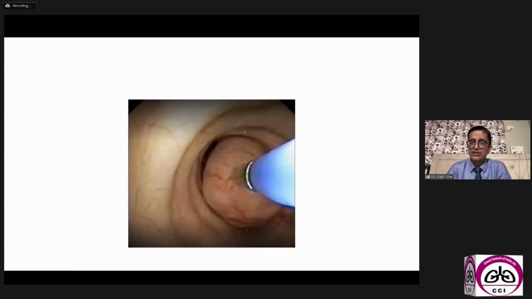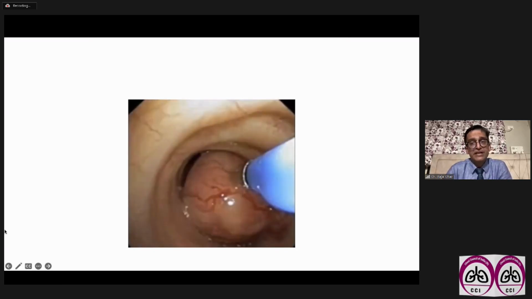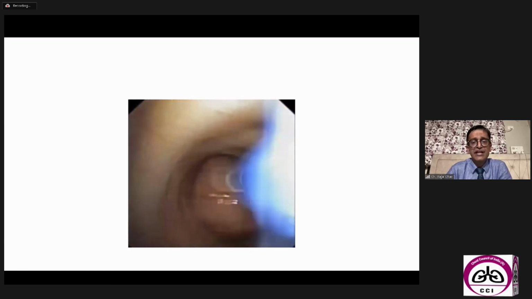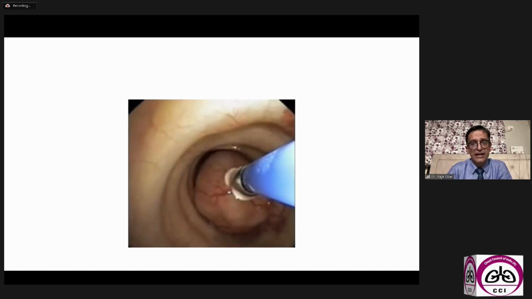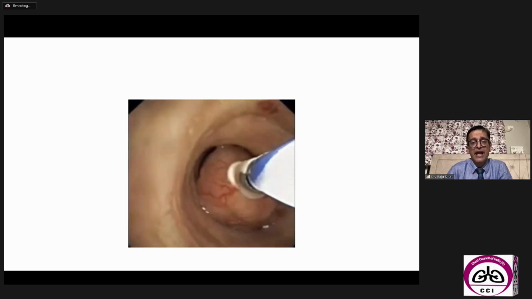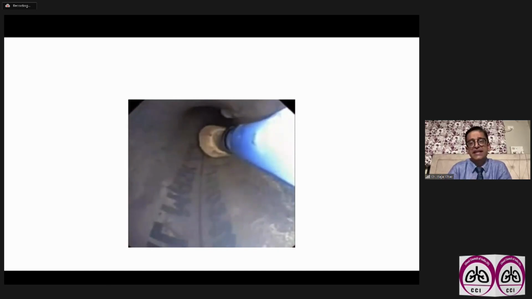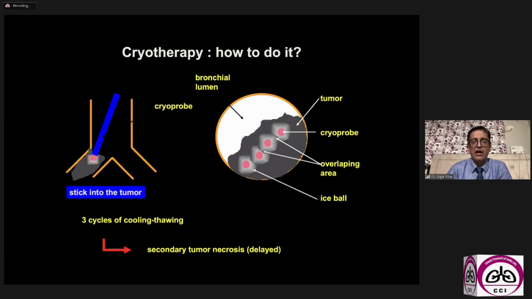This is a different patient, and this is the wrong patient for doing a cryo. You can see a very smooth lobulated outline. The water content here is very low, and it's very difficult to take tissue like this outside because the water content is low and this is a very solid lesion, hence cryo is difficult here. You would rather use a snare in these patients rather than using cryo.